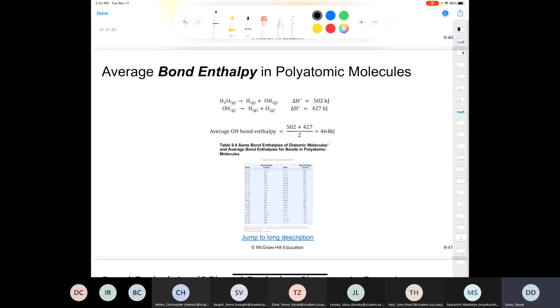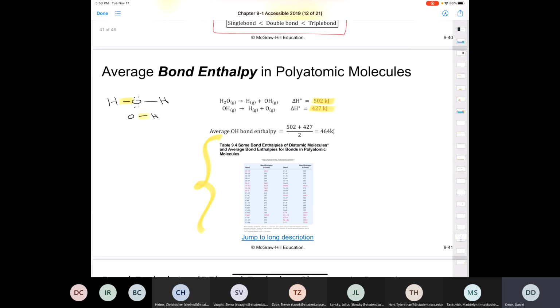Now, if we look at the structure of water, H2O, if I break the first bond between hydrogen and oxygen, it's got a bond enthalpy of 502 kilojoules. But if I take OH, what's left over? I guess I should draw it like this. If I take the oxygen-hydrogen bond in the gaseous phase and I break that apart, it costs close to the same, but it's less. It's 427 kilojoules. And so the average bond enthalpy of those two is 464 kilojoules.